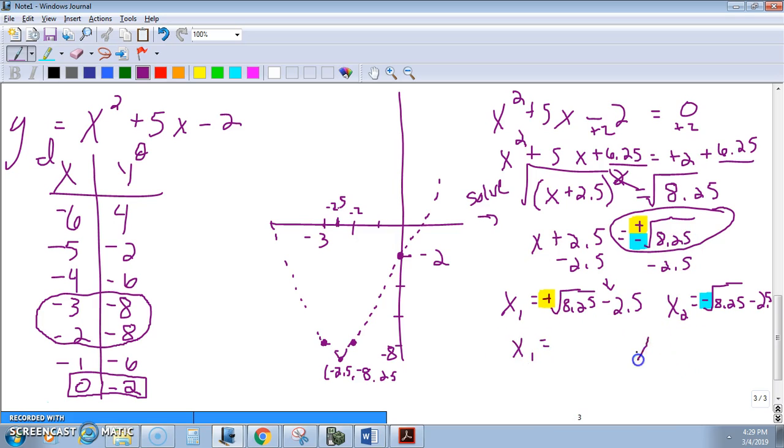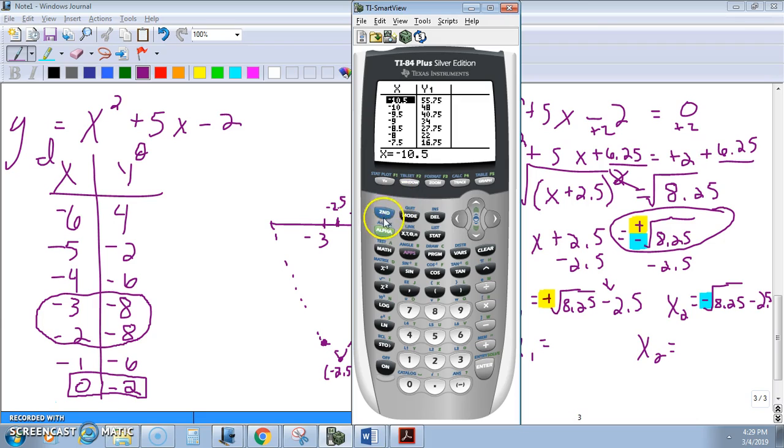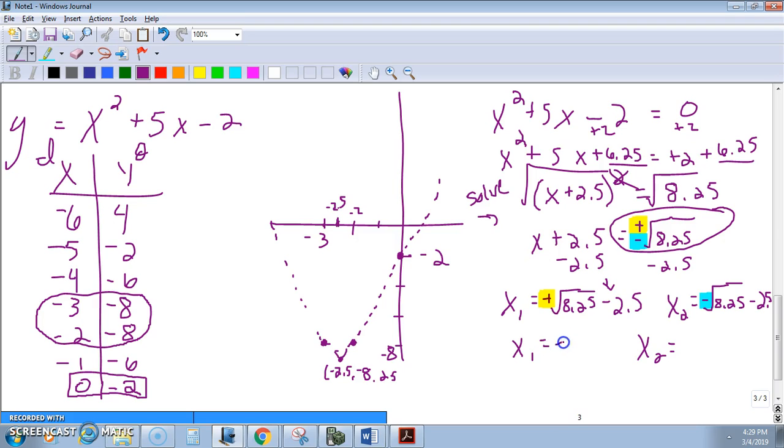So let's use our calculator to solve these, because I want to know where it's going on that graph. In my calculator, let's do the negative first. Negative square root of 8.25. In this case, I'm going to put a parenthesis because I only want the square root of that number, not of the next number, minus 2.5. So that's going to be negative 5.37.